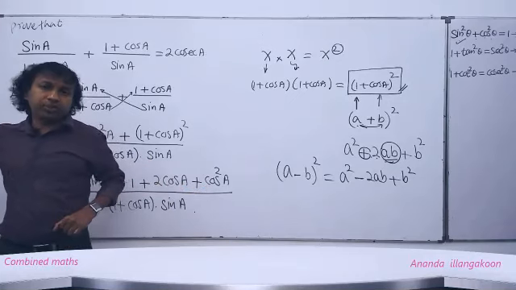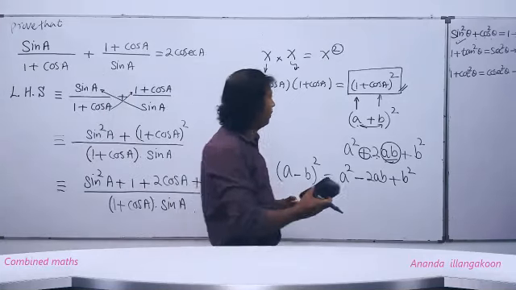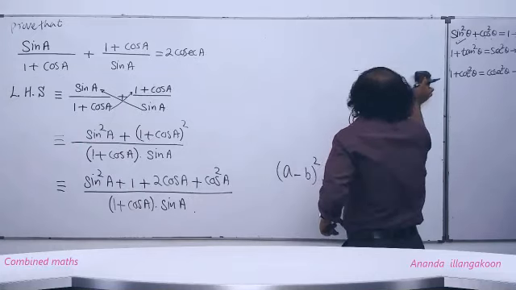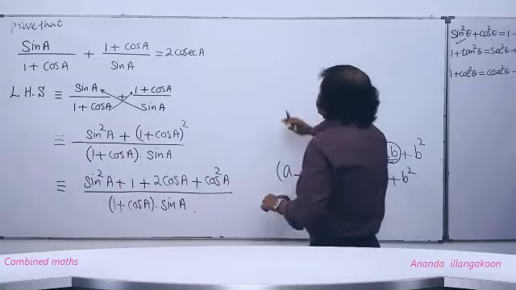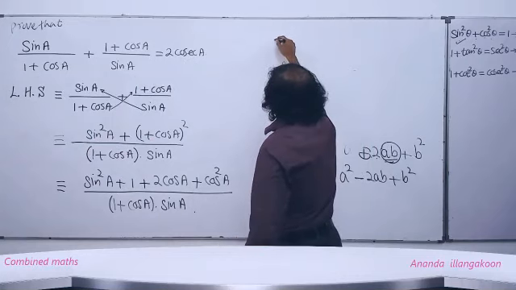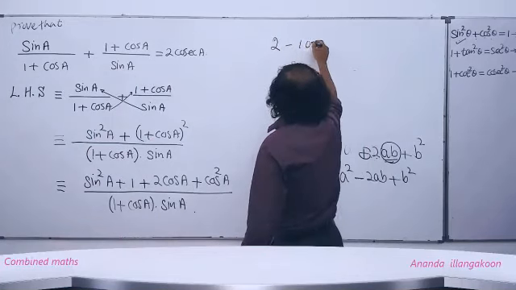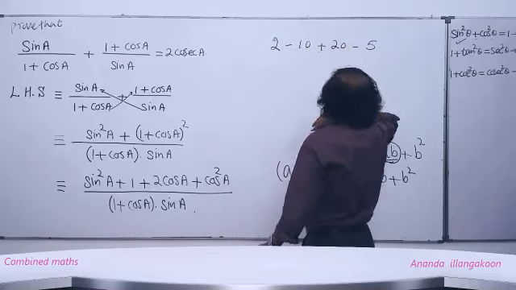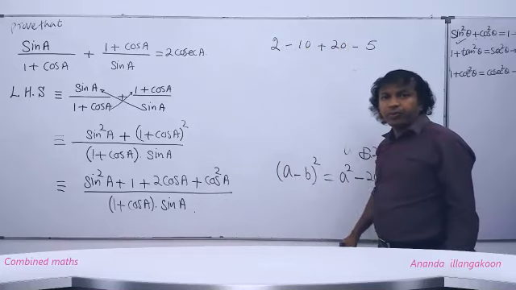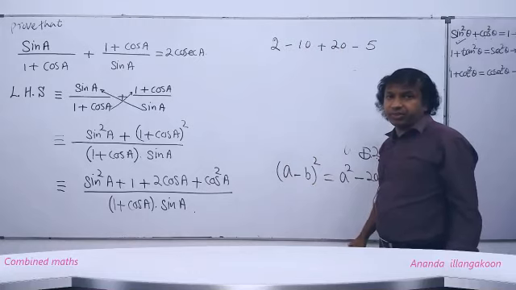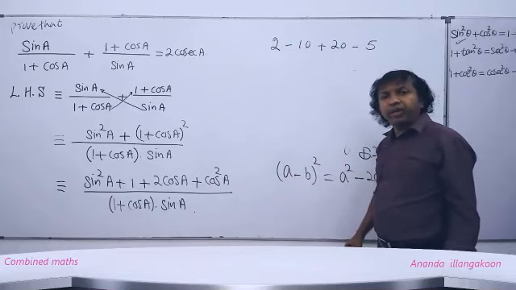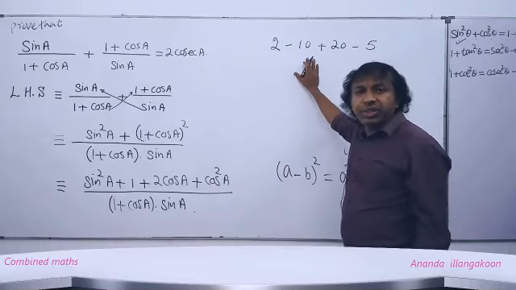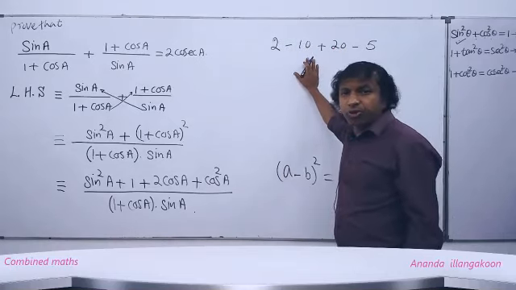Now, for example, these things you must very carefully understand, people. Now, suppose we have something like this to simplify. 2 minus 10 plus 20 minus 5, like this. Okay, people, we have to simplify this. Then if I write these terms by changing their places, is it possible?